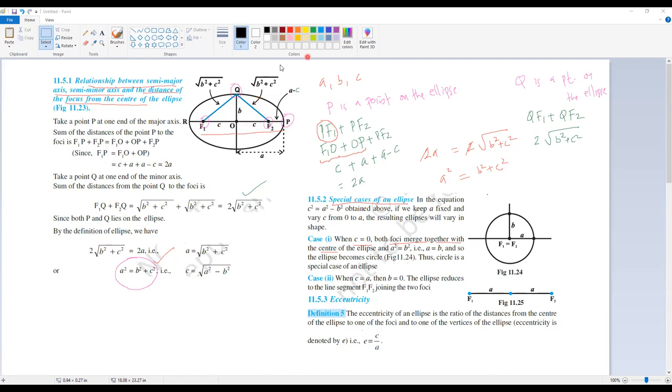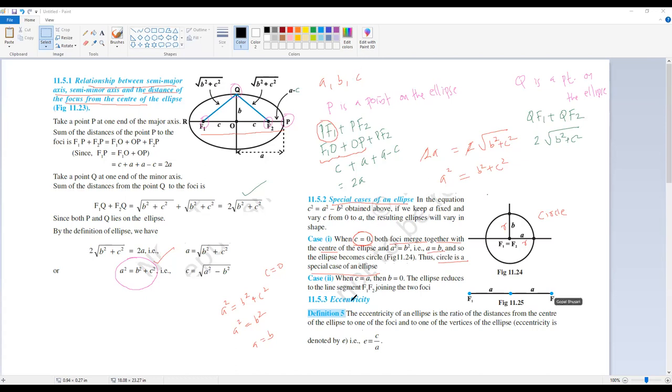So what will happen at that time? Look, C is equal to zero, so you have the relation a square is equal to b square plus c square. Then if C is equal to 0, you will get A square is equal to B square. That means A is equal to B. So A is equal to B, then what does it become? It becomes a circle, because A is equal to B, both are the same. Semi-major axis and semi-minor axis are also the same. That means something like a radius. Both are the same. So the ellipse becomes a circle. So that is one special case. When C is equal to zero, the ellipse becomes a circle. So a circle is a special case of an ellipse.